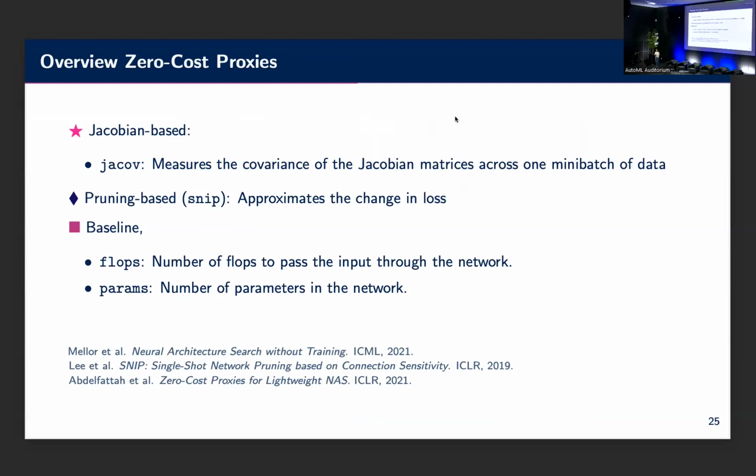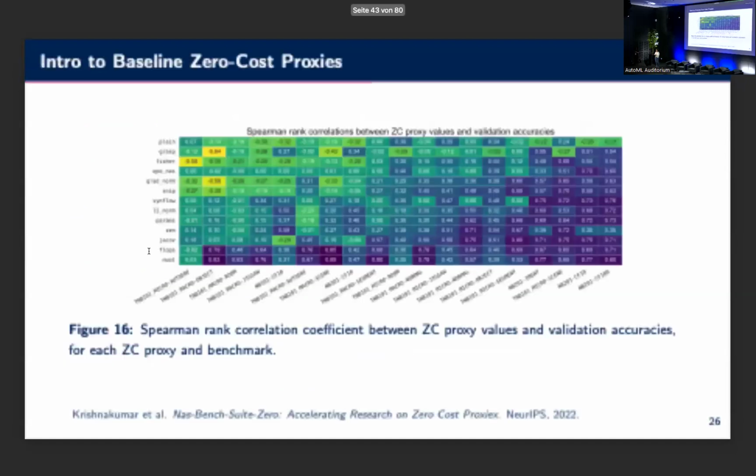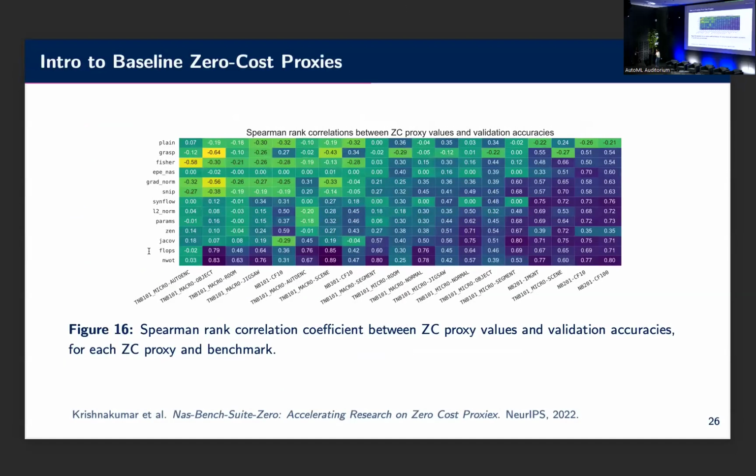Just as I said, Jacobian-based ones, for example, measure the covariance of the Jacobian matrices across one mini batch of data. The pruning-based ones can approximate the change in the loss, and baselines are FLOPs and parameters. The more parameters, the higher actually the accuracy in most search spaces. And just to give you a very nice image done by Arjun actually. There are several different tasks on the x-axis on different search spaces and the 13 zero-cost proxies on the y-axis. And what you can see is that the darker the color, the higher the correlation, or the more yellow the color, also the higher the correlation.